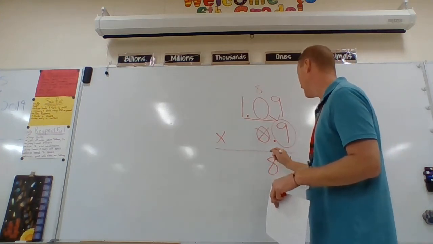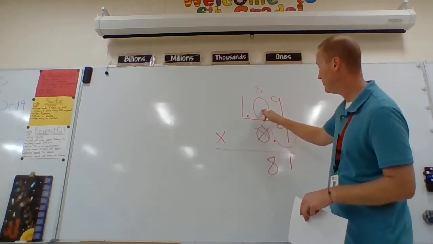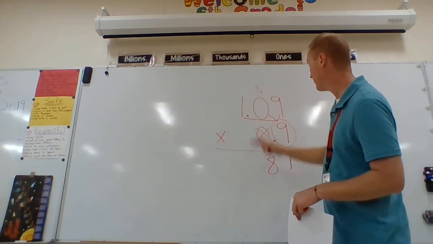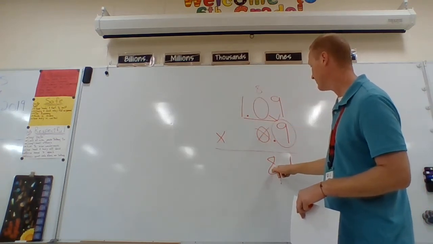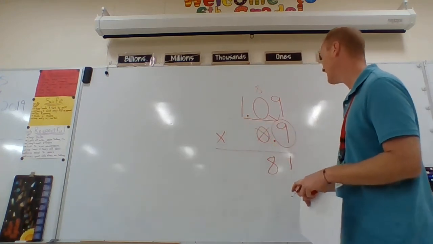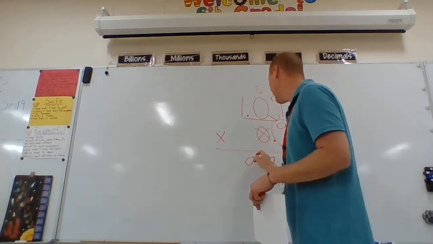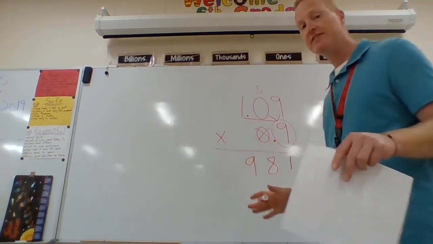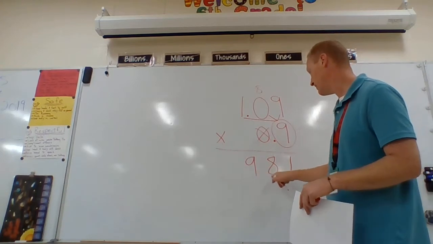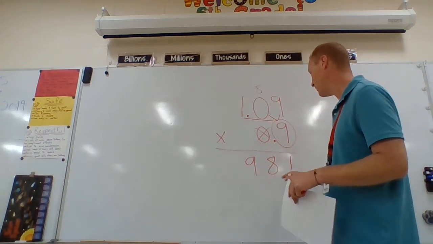So do that again. 9 times 0 is 0. Plus the 8 that we carried over is 8. Okay, so it actually just becomes 81 there. And then the last digit is the 9 times the 1, and that's the 9. Again, we're not paying any attention to the decimals just yet, but we're just about to. So I have this number, 981.